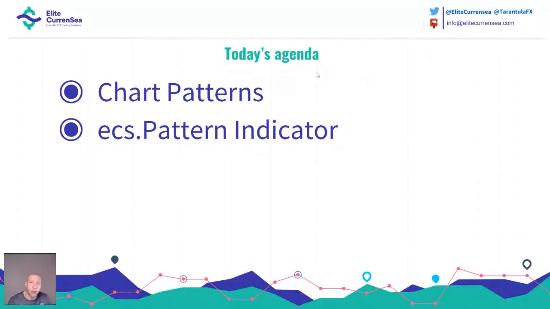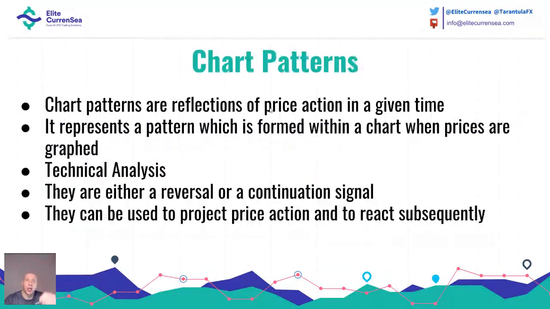So today, chart patterns and ECS pattern indicator. Quick definition: chart patterns are reflections of price action in any given time. So whenever you see what the price is doing on the chart, whenever you see the movement, have in mind that everything can be charted with patterns. So patterns represent a pattern that is formed within a chart when prices are graphed. Okay, guys. So for all new traders, for all of you who are first time here, chart patterns represent a pattern which is formed within a chart when prices are graphed.